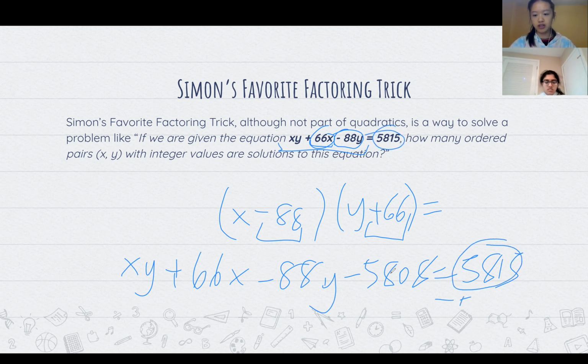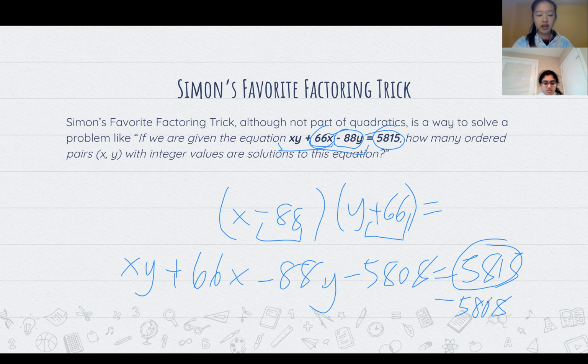So in order to make it balanced, if we subtract 5,808 from both sides, then this is the same as the original equation. Did that help? Why not add on both sides?